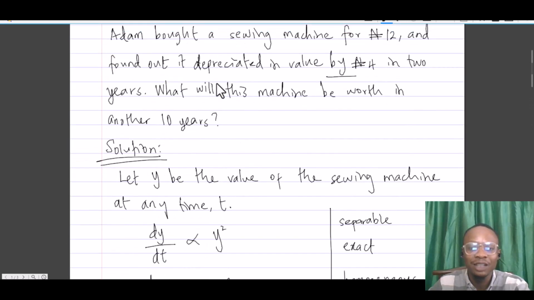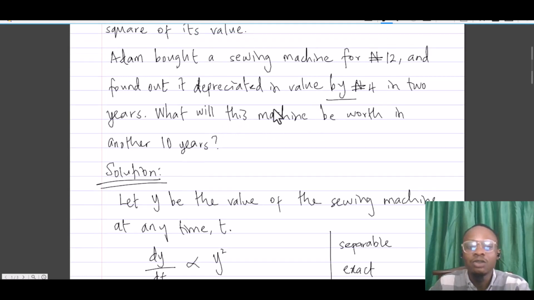We already know what the actual expression should be for the price, strictly in terms of the time. So the question now says, what will this machine be worth in another 10 years? The use of another here tells us that it will be 10 years after these first 2 years. That is, it has depreciated by 4 naira at the end of the first 2 years. Then in another 10 years, what will the value be? That is, what will the machine be worth in another 10 years?